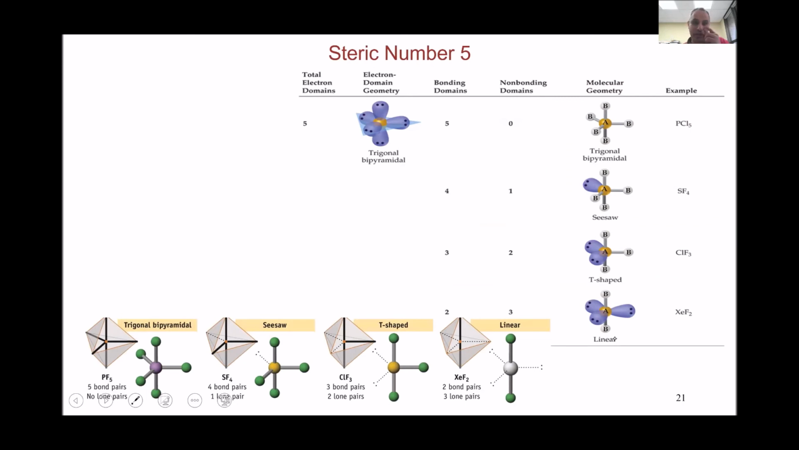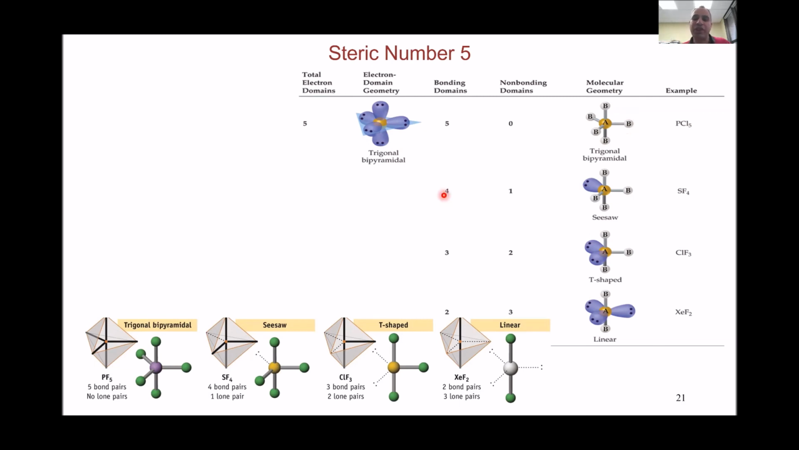For steric number 5, or 5 domains around the central atom, as we learned, that is going to be an sp3d hybridization with 5 hybrids that are going to assume a trigonal bipyramidal shape with 3 equatorial domains and 2 axial domains. And if the molecule is using all these 5 domains in bonding, it's going to assume the same shape in the molecule, like PCl5, which has a trigonal bipyramidal shape.